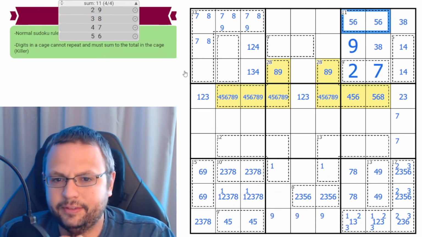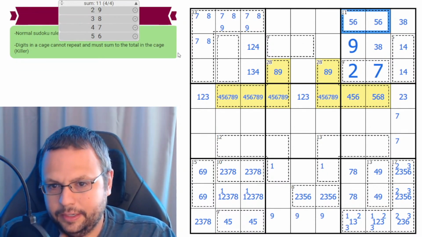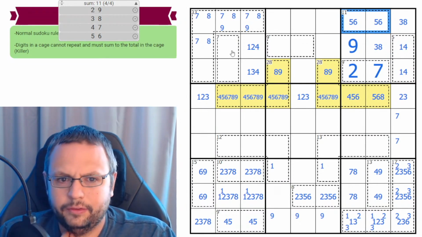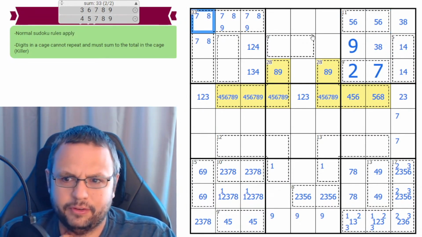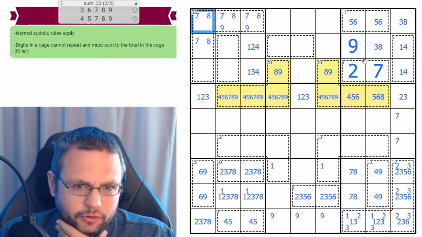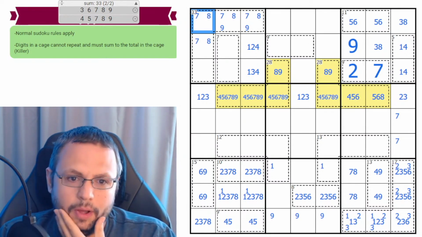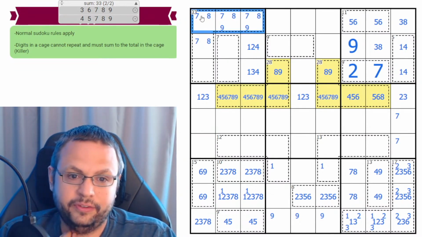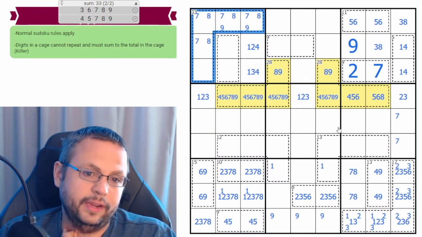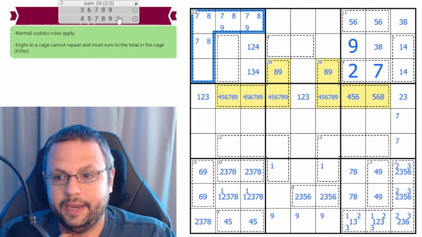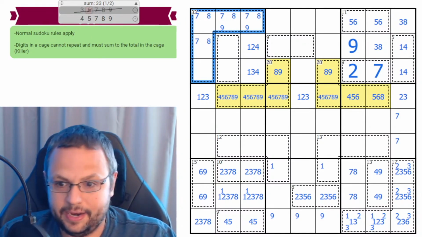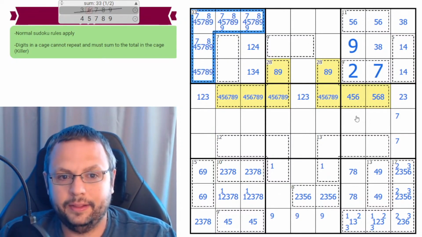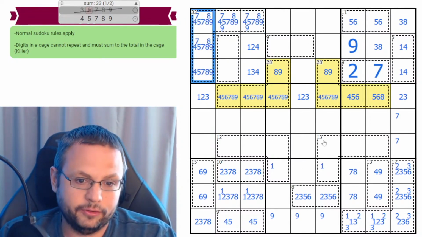Makes this a 5-6 pair. Interesting. Okay. So how many 5s and 6s are in your typical 33 cage? Well, there's no 6s in this one, is the point. So 6 no longer goes in the 33 cage. So the point is we know what the 33 cage is. It's not that one. It is 4, 5, 7, 8, 9. So let's update our pencil marks accordingly.